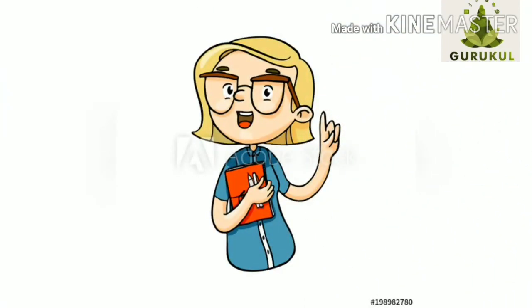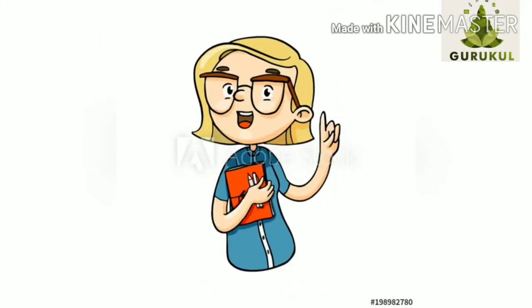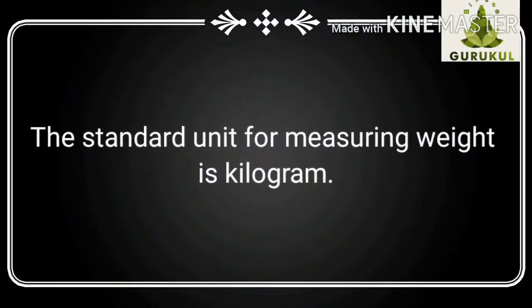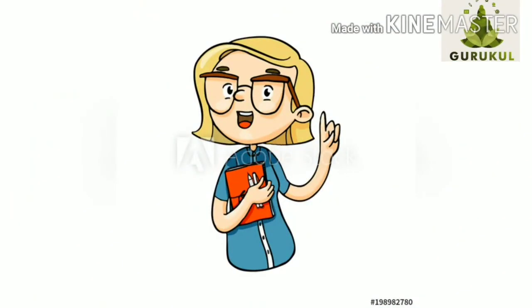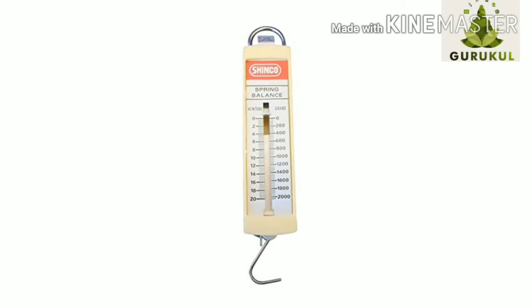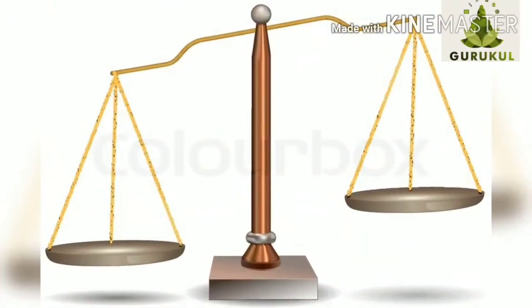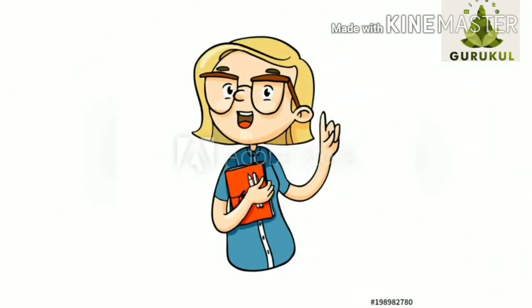To avoid this confusion, a standard unit for measuring weight is used. If something is weighed using standard weights, it measures the same, no matter who does the weighing. The standard unit for measuring weight is kilogram. Kilogram is written as kg in short. To weigh different objects, there are various kinds of balances. For example, the spring balance, electronic balance or scales, the common balance or beam balance, and scales for body weight. You have seen these in your day-to-day life.